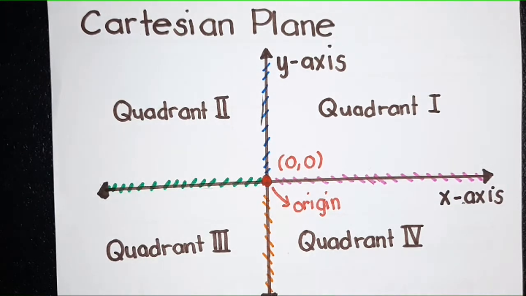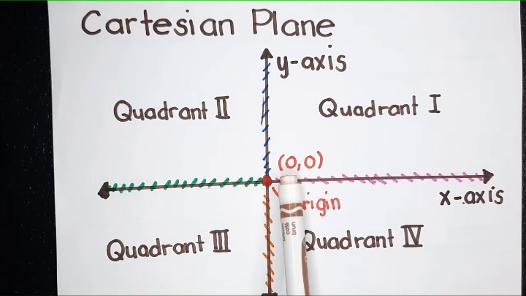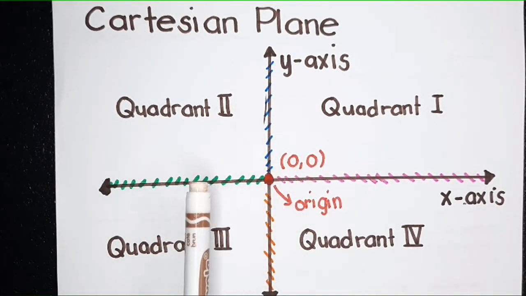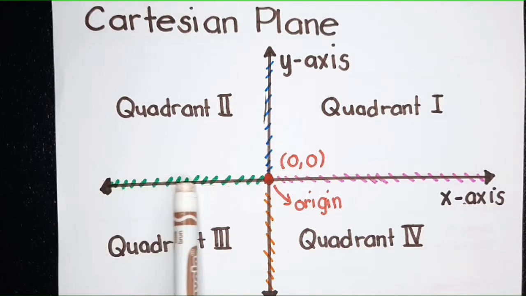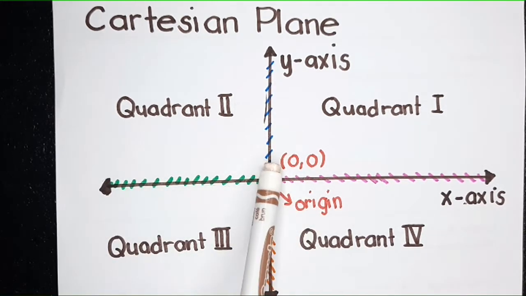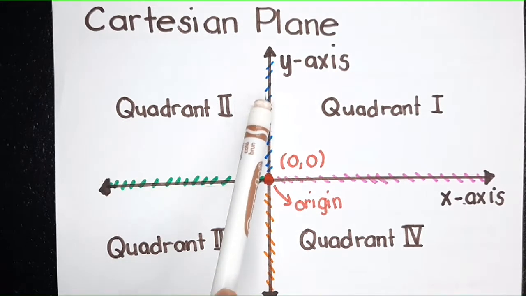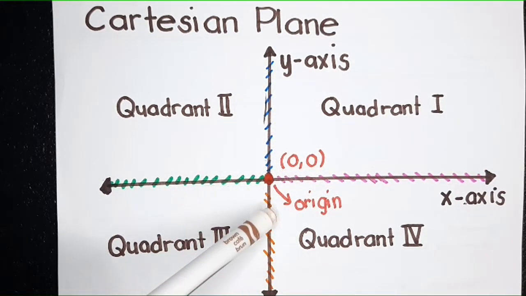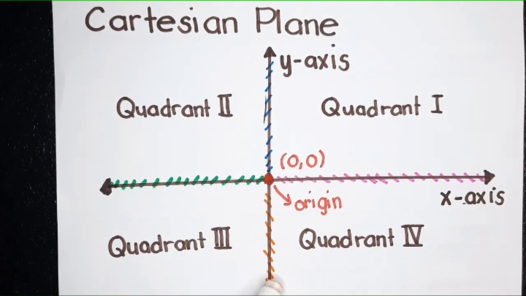So again, dito nyo makikita ang positive x values. Dito naman makikita ang negative x values. Here, andyan ang positive y values, and then here, you have the negative y values.